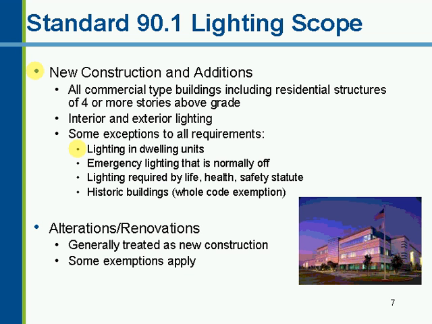If you have a 4-story apartment complex that must meet the commercial code, the lighting within the actual apartments would be exempted. That would be the living spaces. However, any of the lighting in common spaces, such as a lobby or hallways or a community laundry room, etc., those spaces would have to comply with the energy code, just not the individual dwelling units themselves. Another exemption is for emergency lighting that is normally off.